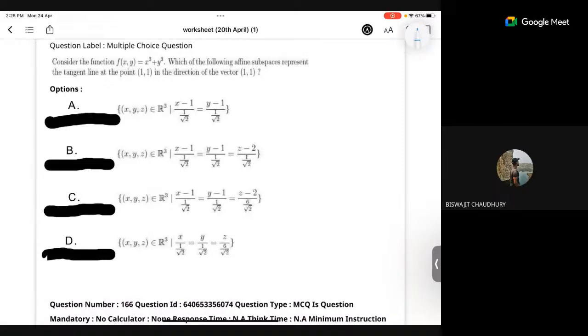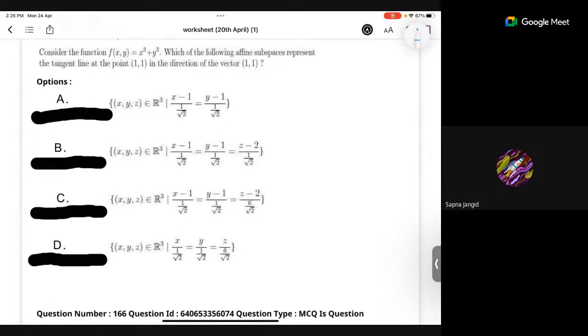Okay. So now we will try to solve this question. Consider this function: which of the following affine subspaces represents the tangent line at the point 1, 1 in the direction of the vector 1, 1? To find the tangent line, we need to find f of 1, 1. It will be 1 cube plus 1 cube, so the point is 1, 1, 2. The direction is given, it is 1, 1.